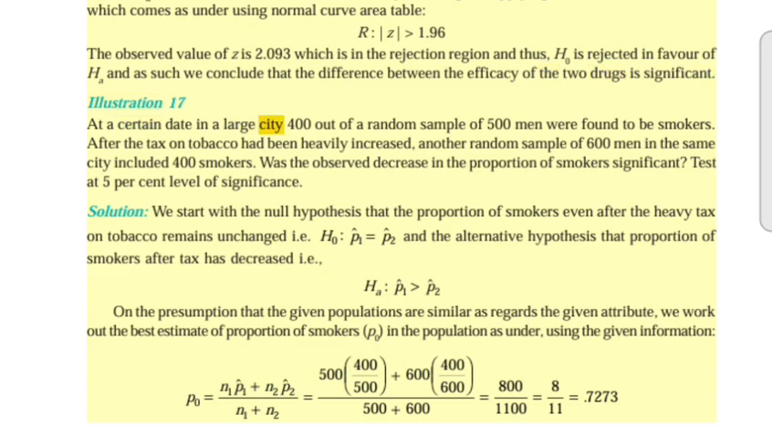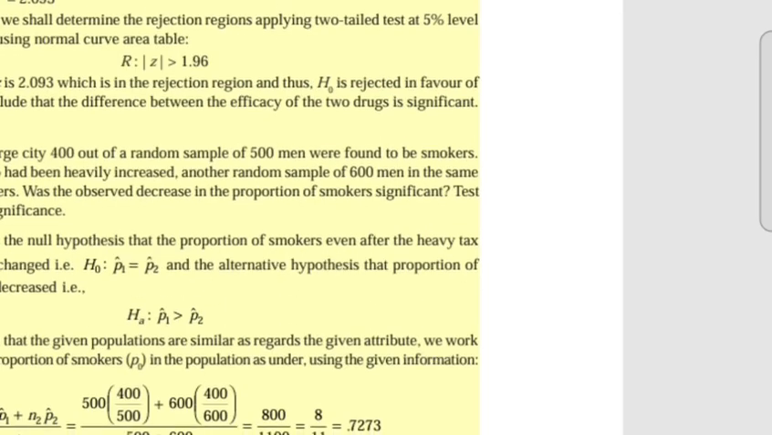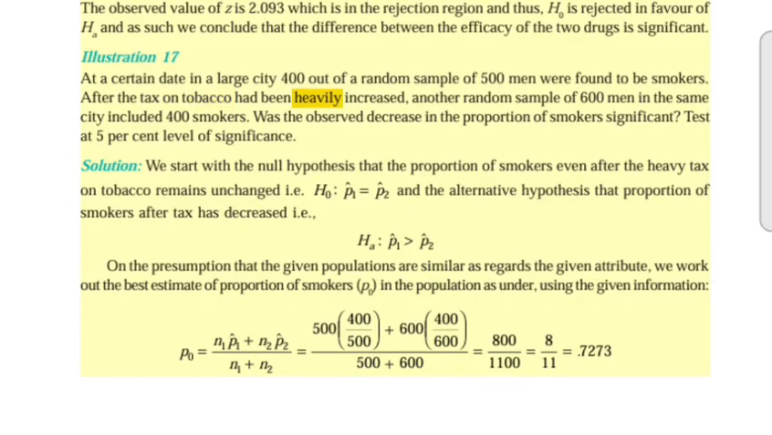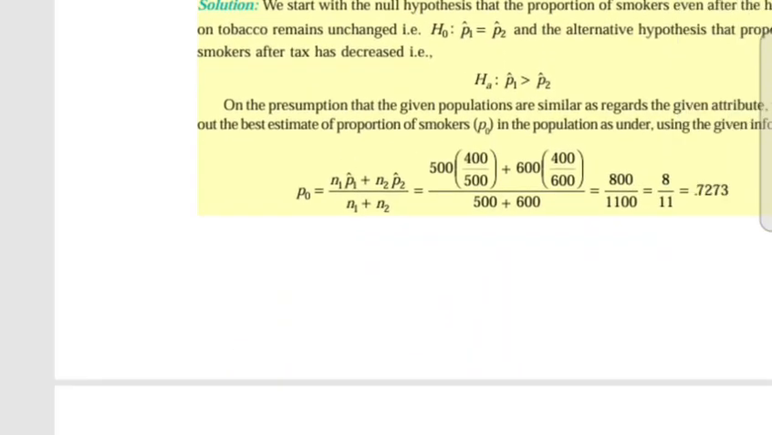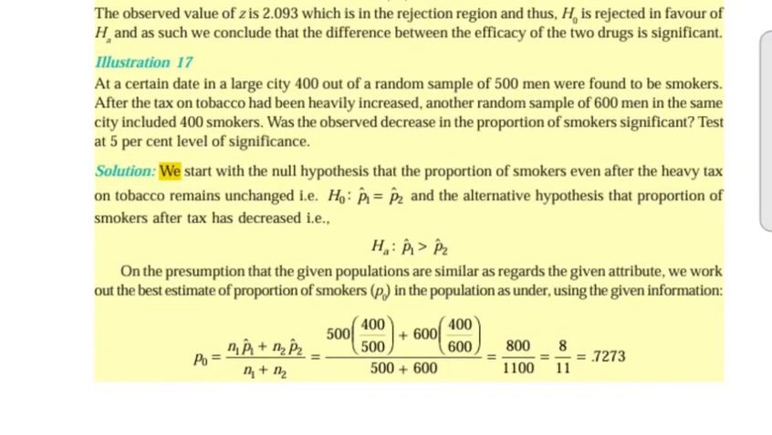Illustration 17. At a certain date in a large city, 400 out of a random sample of 500 men were found to be smokers. After the tax on tobacco had been heavily increased, another random sample of 600 men in the same city included 400 smokers. Was the observed decrease in the proportion of smokers significant? Test at 5% level of significance.